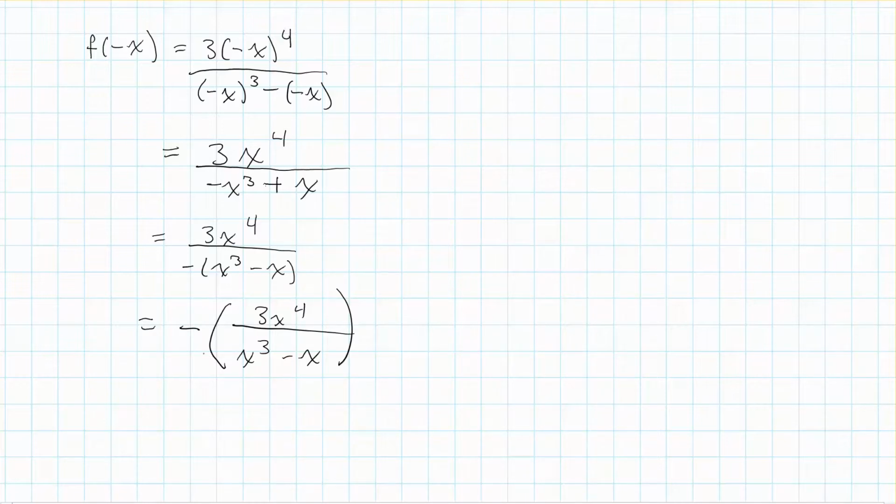But wait a minute. This is negative f at x. So f at negative x is equal to negative f at x, because what's inside here is just exactly f at x. But then I have a negative in front of it. So this function is actually odd, even though you might guess that it's a neither.